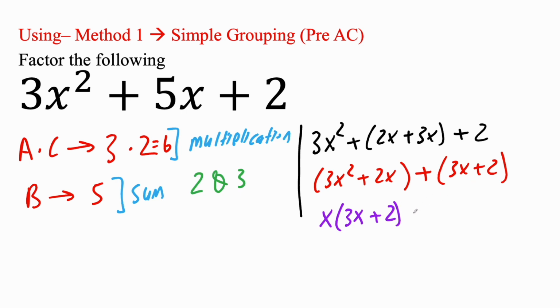Now we'll do this piece. Same idea. Now this piece doesn't have an x. And again, 3 and 2. The biggest number we could divide both by and get a whole number would be 1. And so I'm going to put a plus 1. Now I do my parentheses, 3x plus 2.